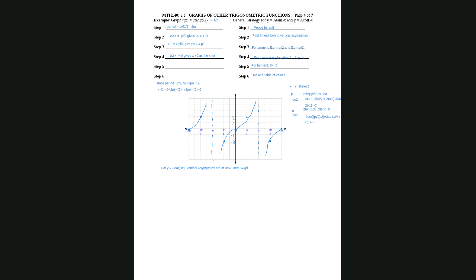So now we've finished up page 4. I'm going to see if I can figure out how to stop sharing. I don't remember how to stop sharing, so I'm just going to stop recording. And the next video will be page 5.